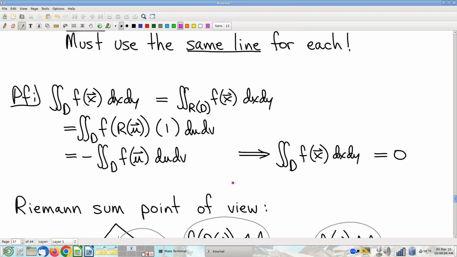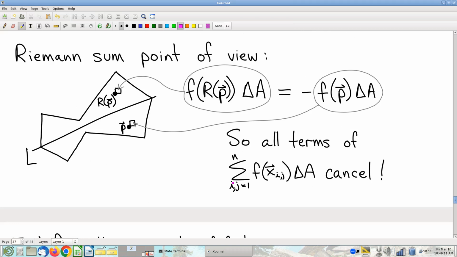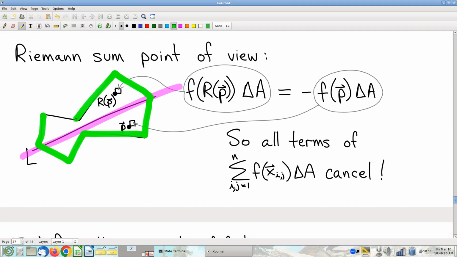Okay, so why does this work? Well, again, different points of view. You can take a Riemann sum point of view. Here's a symmetric domain. I've got a line right there, and this is my attempt. Forgive the artistic flaws, but this is intended to have been drawn as symmetric. And you can look at a couple of different points in the Riemann sum. I can look at this point.